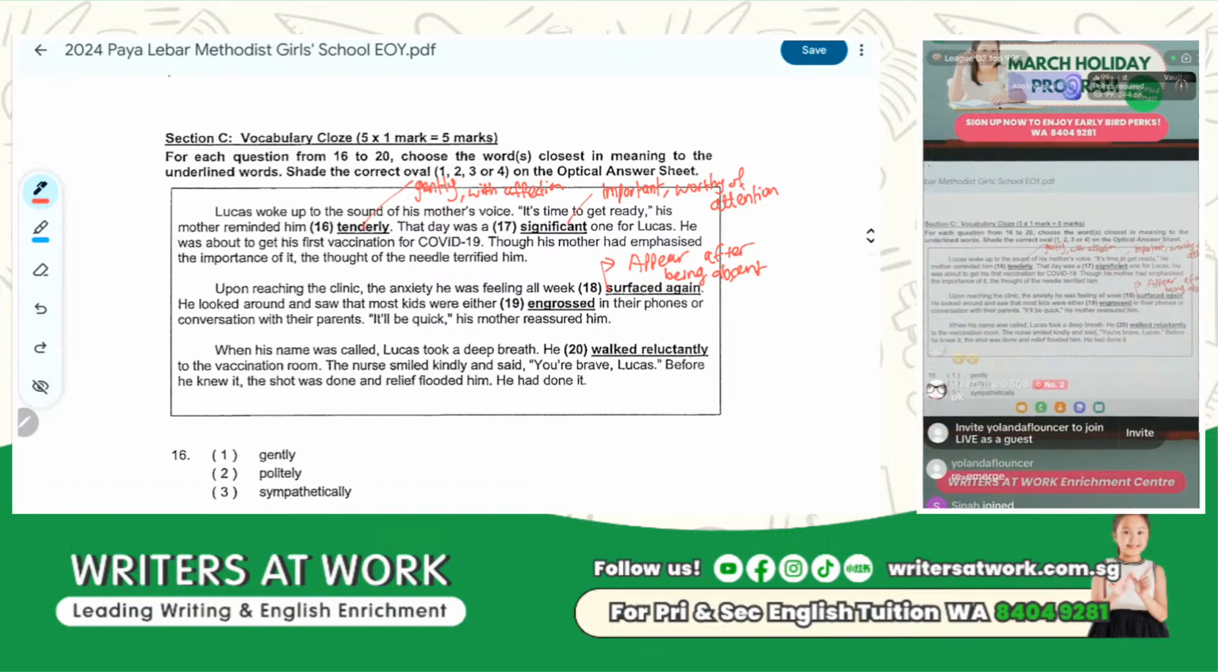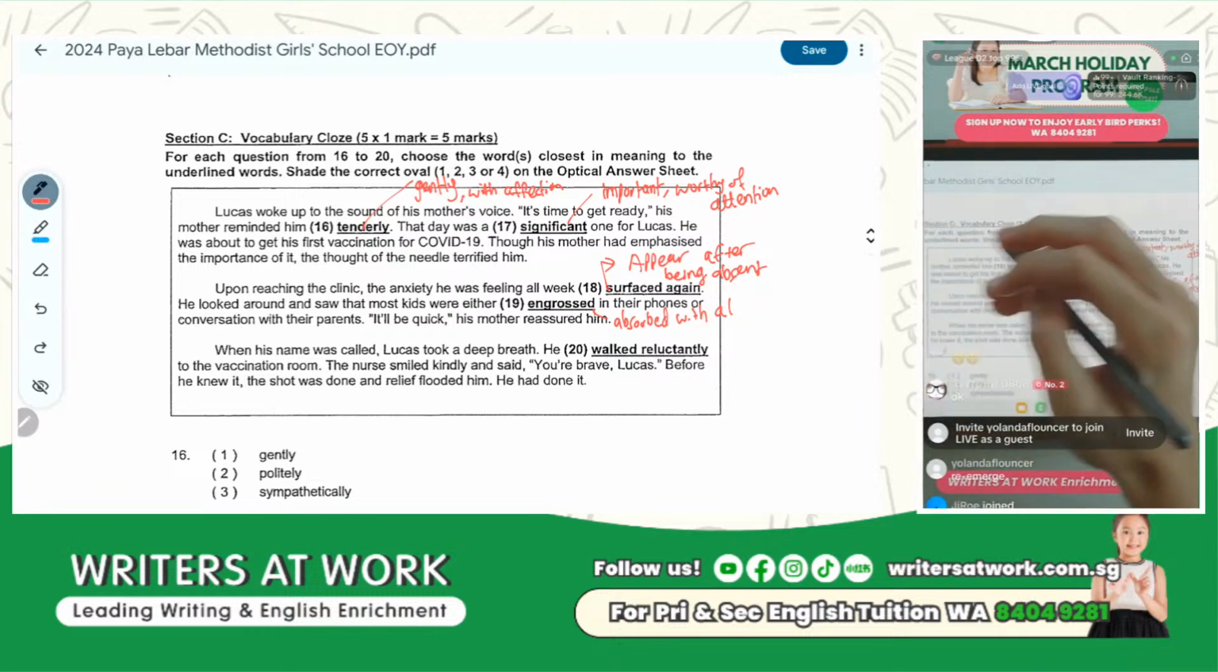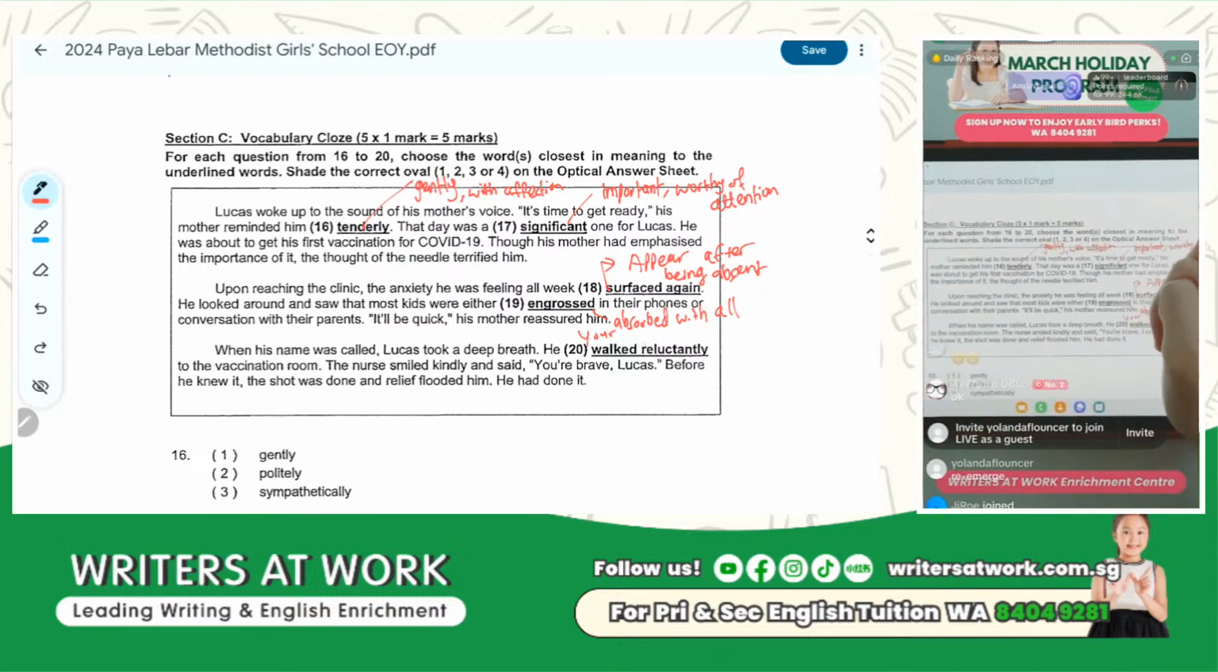Okay, he looked around and saw that most kids were either engrossed in their phones or in conversation with their parents. Engrossed here means that you are absorbed with all your attention. It means you are very focused on something. Okay? Then his name was called. Lucas took a deep breath. He walked reluctantly to the vaccination room. So walked reluctantly means you are not willing, or you are very hesitant.